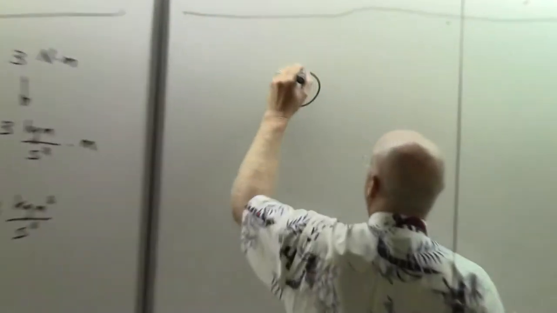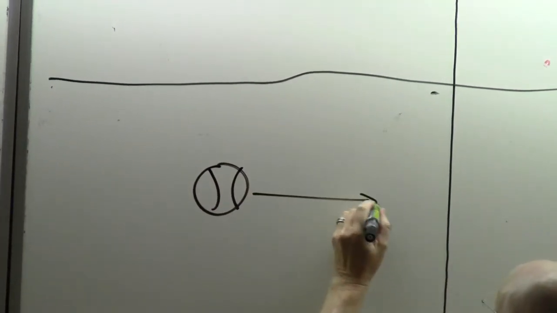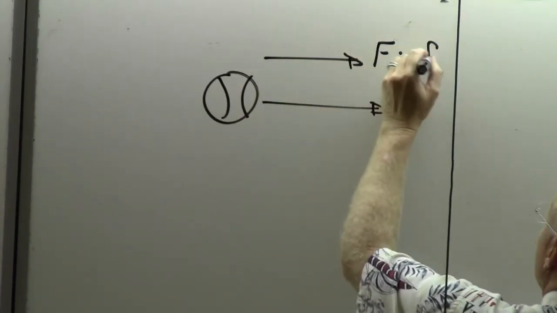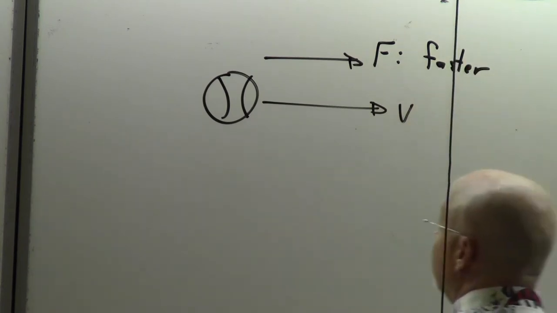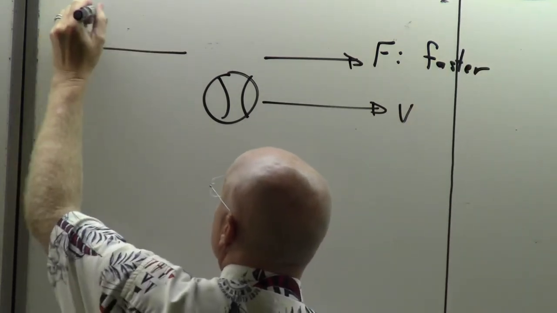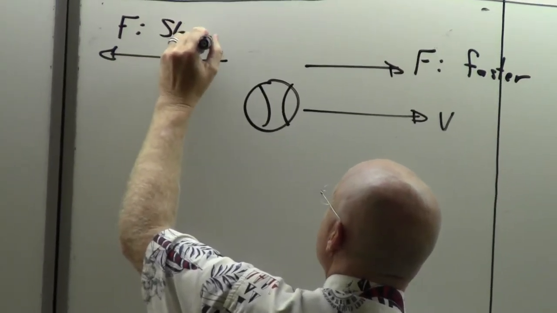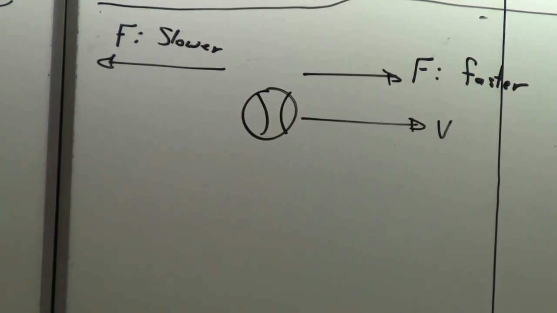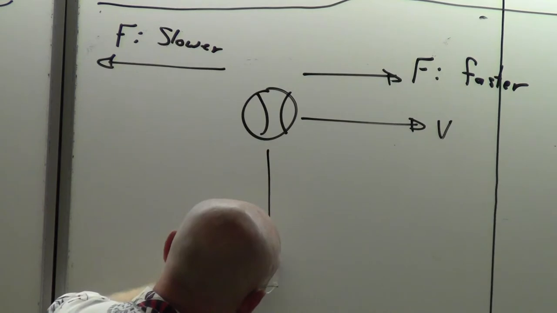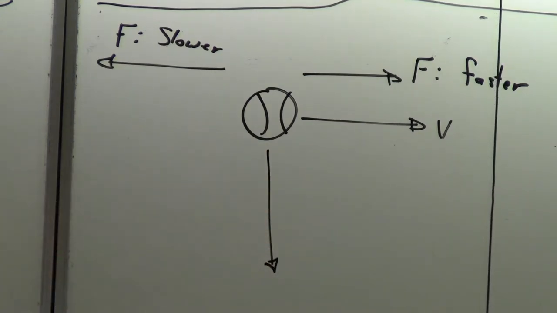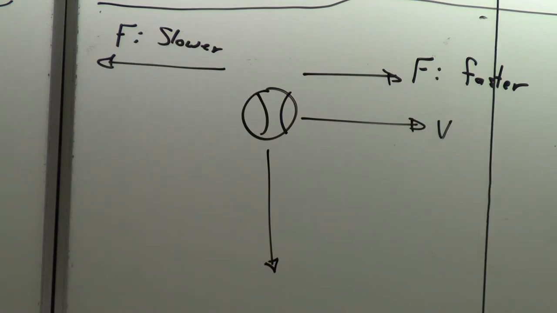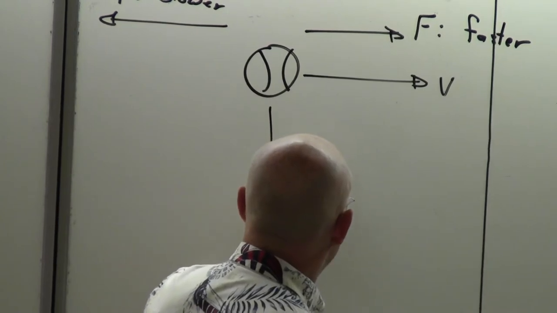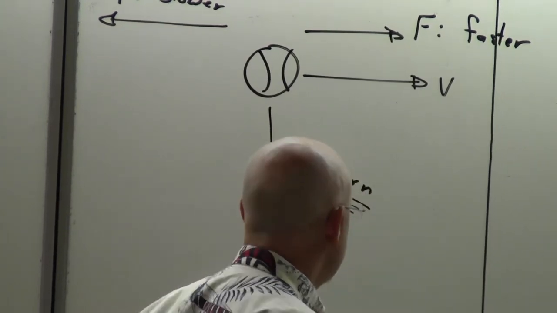that if you had an object and it was moving this way, V, and you pushed it in the direction it was moving, you would say it goes faster. And if you pushed it in a direction opposite that it's moving, it would go slower. And in chapter 4, we argued that perpendicular to the direction it's moving is the force from the string. And so this would make it turn.